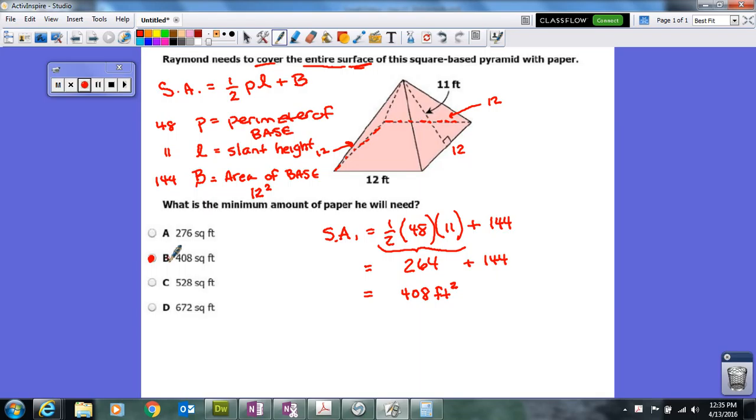Now clearly there's a lot going on in this problem, but if you're careful and you use the formula correctly and you understand what each piece of the formula is, this is a very doable problem for you. Finding the perimeter was a simple thing to do. You simply add up all the lengths of the sides. L was provided directly to you. Big B, finding the area of the base, the area of a square, that's a very easy process. And then you simply have to multiply these pieces together and then add. Again, lots going on in this problem, but if you take it piece by piece, it's more than manageable for you.